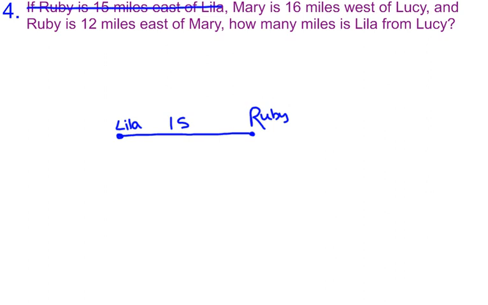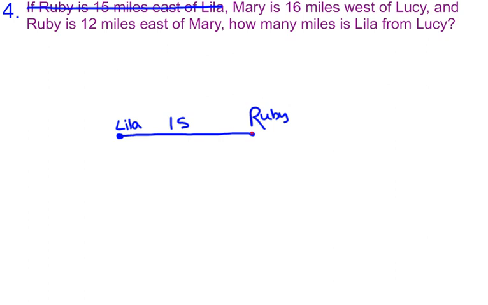Mary is 16, sorry, I'm going to cross that out too because I took care of that. Mary is 16 miles west of Lucy. Right now, I know nothing about Mary or Lucy, so I'm not going to add them yet. I'm going to pause for a second and see what else they tell me. And Ruby is 12 miles east of Mary. So Ruby, right here, is east of Mary by 12 miles, which means Mary is 12 miles west, right?